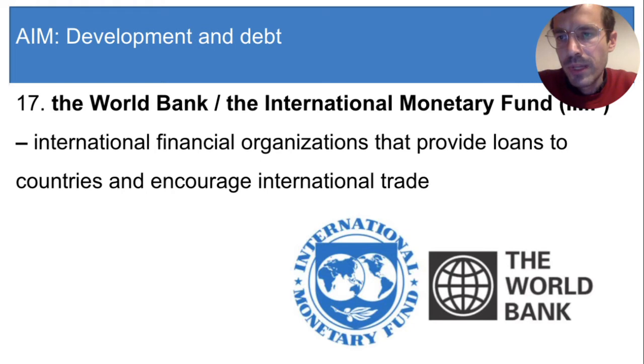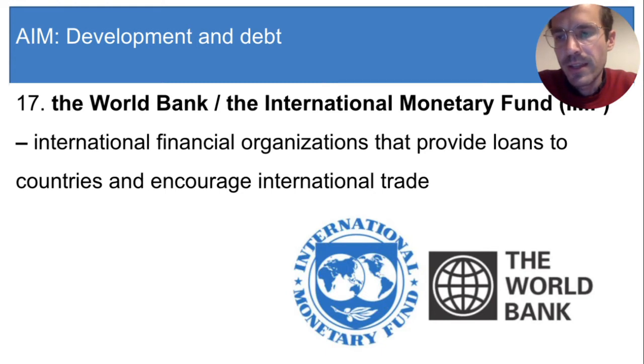The World Bank and the International Monetary Fund, also called the IMF, are 2 international financial organizations that give loans to developing countries and encourage international trade. Both are headquartered in Washington, D.C. in the U.S.